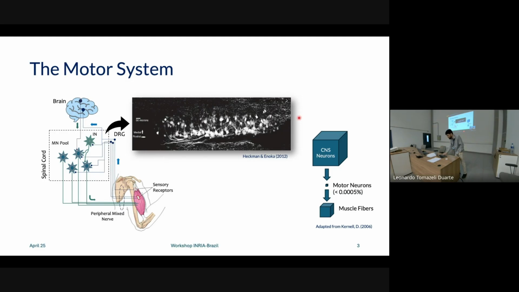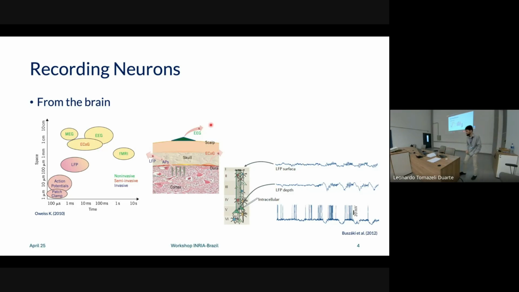Just to give you an overview of what these neurons look like, this is how they are represented in the living spinal cord of a rat, but this is just very small information.